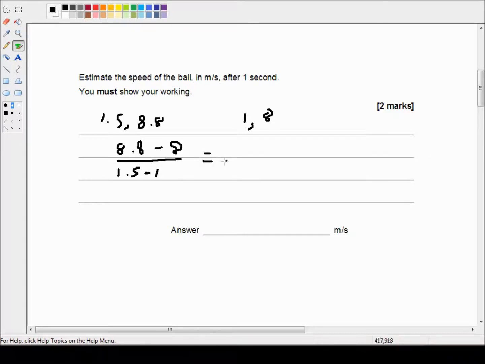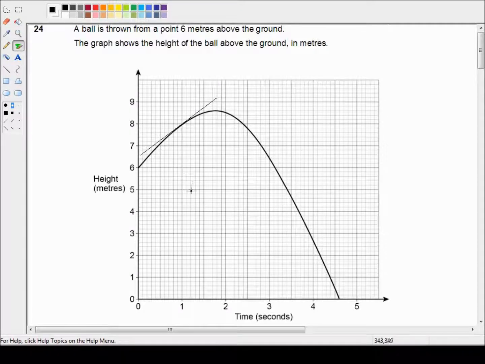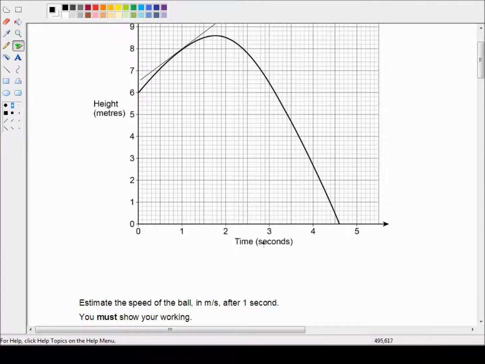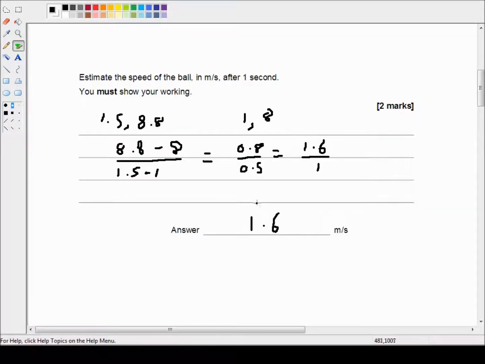So that's equal to 0.8 divided by 0.5. If I double top and bottom, that's equal to 0.8 times 2 is 1.6, divided by 0.5 times 2 is 1, so that's equal to 1.6. So the slope is 1.6, and the units are meters per second. So that's 1.6 meters per second.